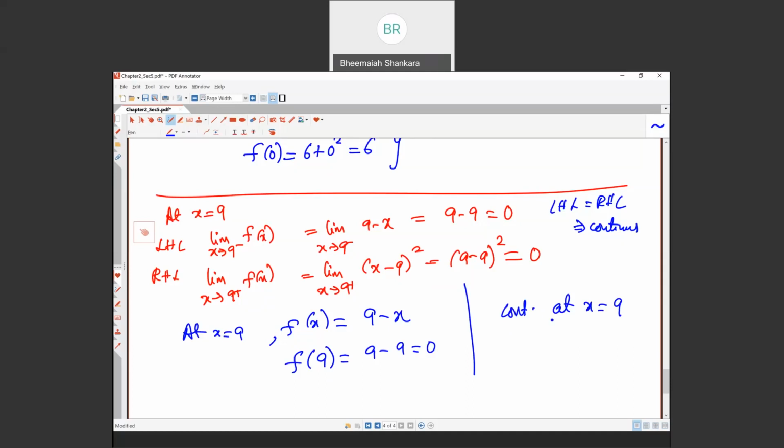So in this problem, we were asked to find the x values for which the function is discontinuous and the x values for which the function is continuous. It's discontinuous at x equal to 0 and it's continuous at x equal to 9. So we'll end this section here.